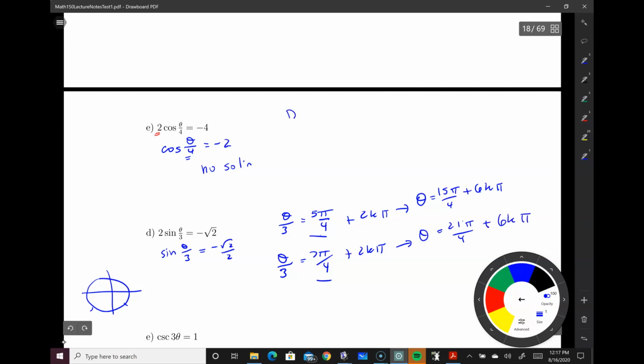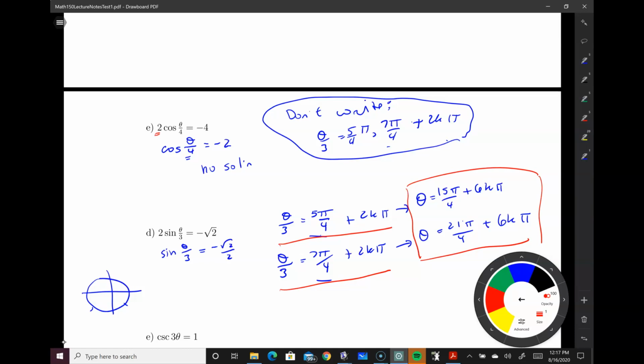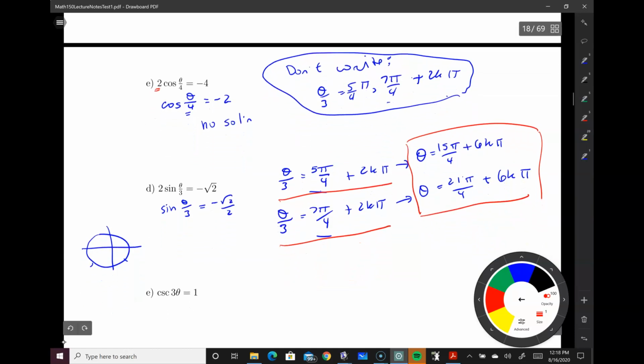Okay, so what I want to make sure that you don't write is theta over 3 is 5 pi over 4, and then comma 7 pi over 4 plus 2k pi, because that's incorrect. Because that's just saying this has the 2k pi added to it. So don't write this because this is not correct math. I know what you mean, but you need to write what you mean. So you have to write 2 separate lines and then get 2 separate solutions like this. So we're going to be pretty specific because I want you to have the correct answer, where this does not give you the correct answer.